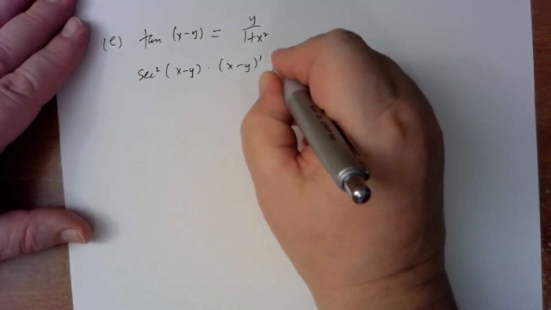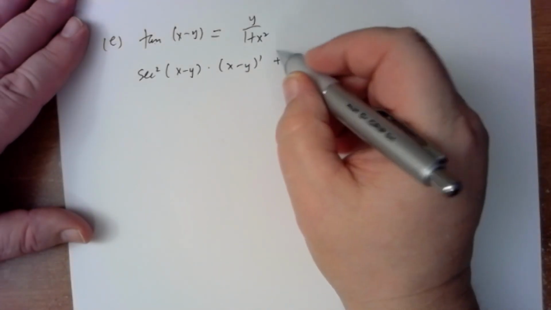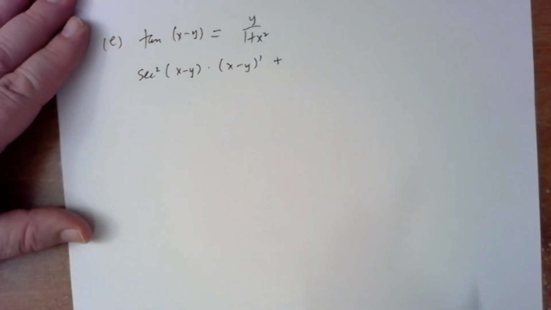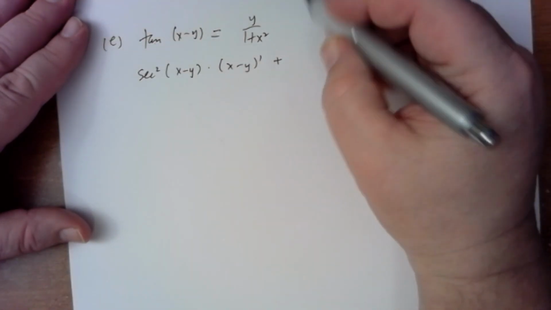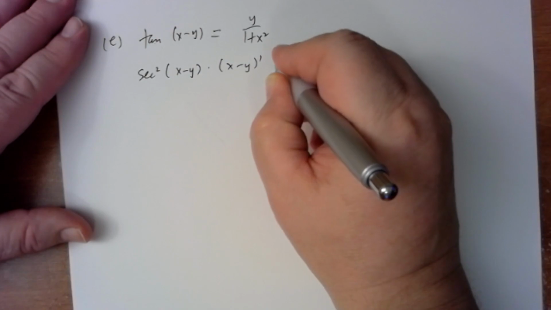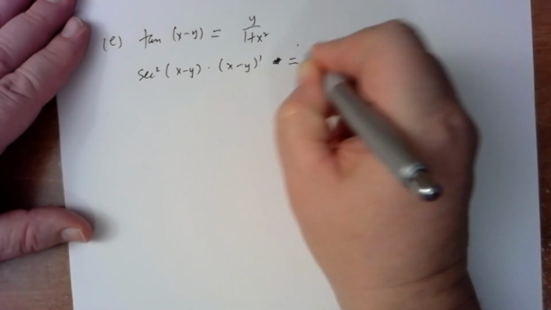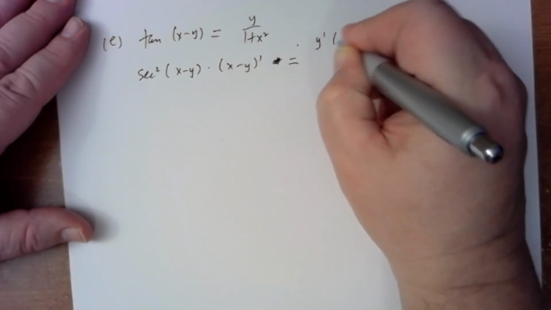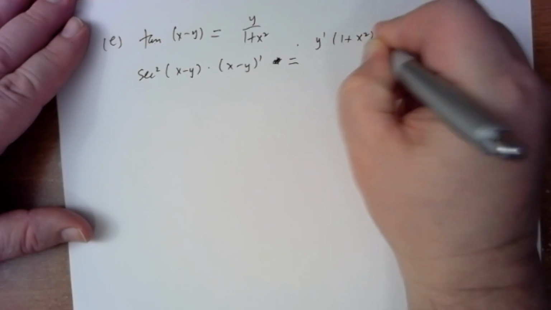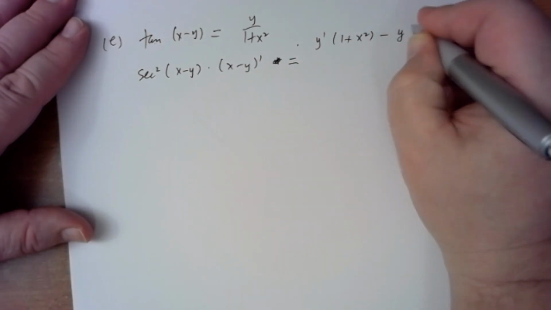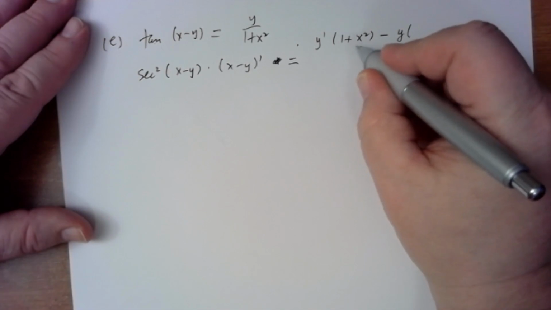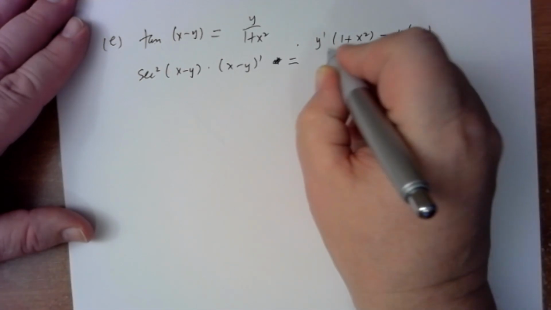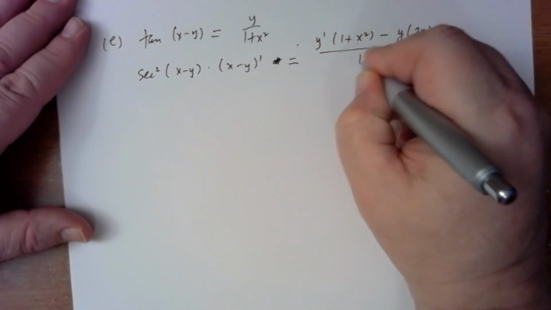Then on this side, think of this as a quotient rule, right? And so we're going to have the derivative of the top. Oops, this is going to be an equal sign here, right? Derivative of the top times the bottom minus the top times the derivative of the bottom, so that's just going to be 2x, all divided by the bottom function squared.